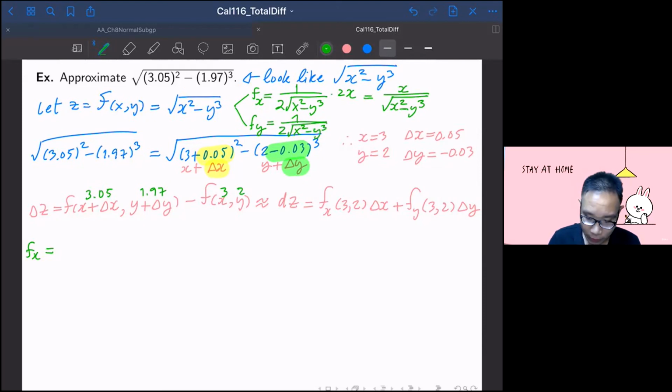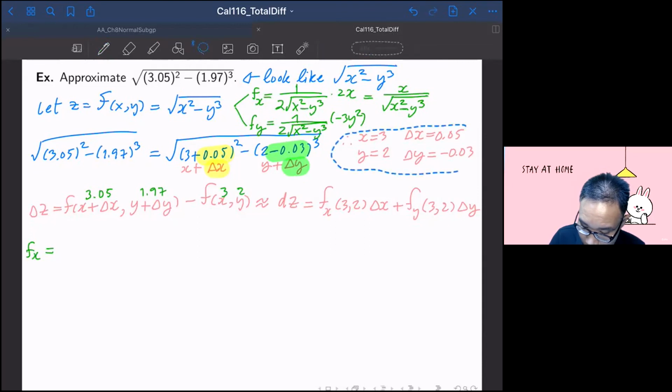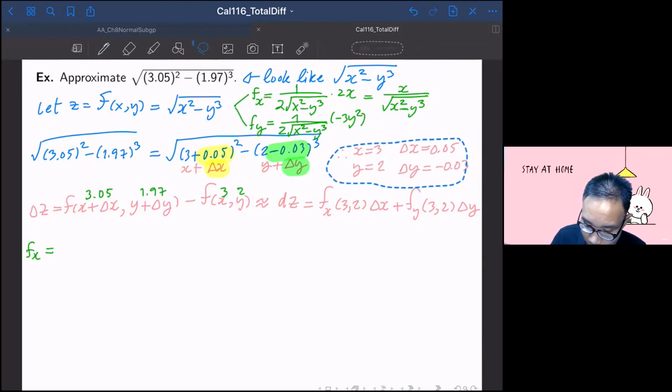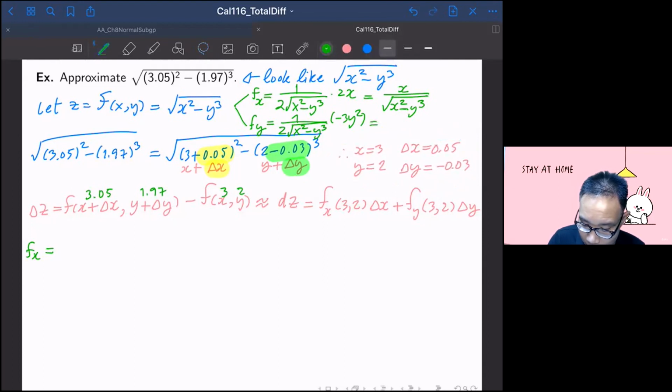Okay, and you differentiate it inside, you get negative 3y squared. So this one will become negative 3y squared over square root x squared minus y cubed, in this case. Okay, so let me follow my solution a little bit.